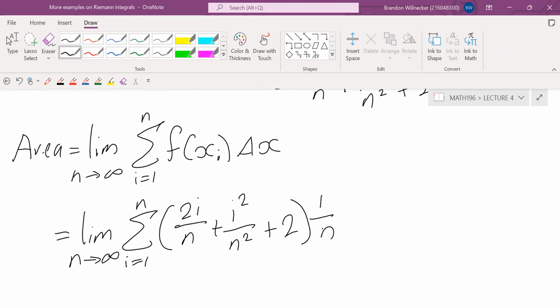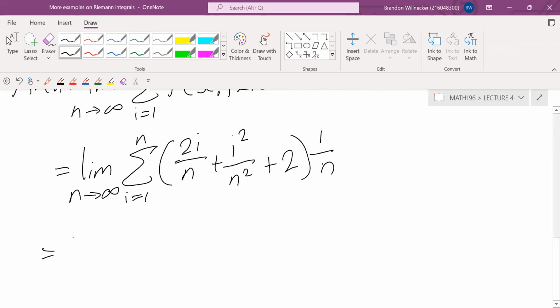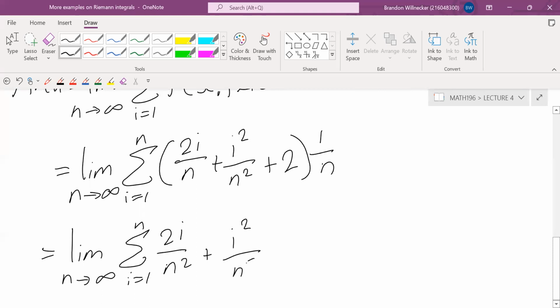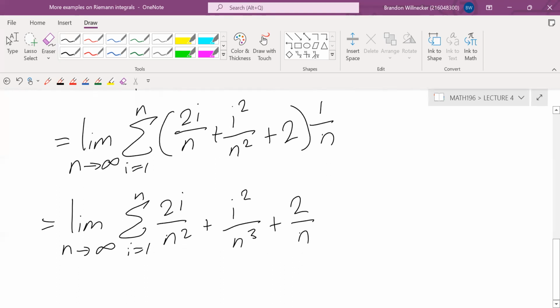Okay, so now we can go through the whole process of expanding this out, doing the summations, and then taking the limits. So let's expand it out first. This is going to be the limit as n goes to infinity, the sum from i equals 1 to n, 2i over n squared, because I'm multiplying the 1 over n inside, plus i squared over n cubed, plus 2 over n. Yeah, that's just multiplying that inside.